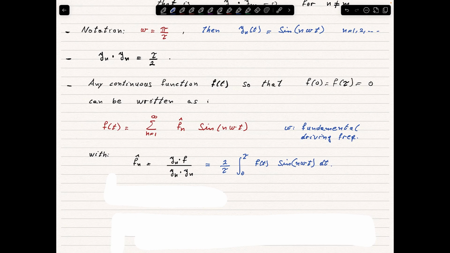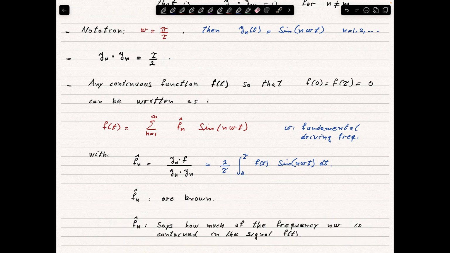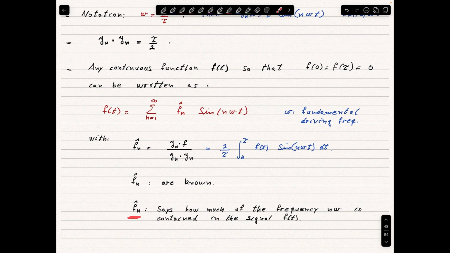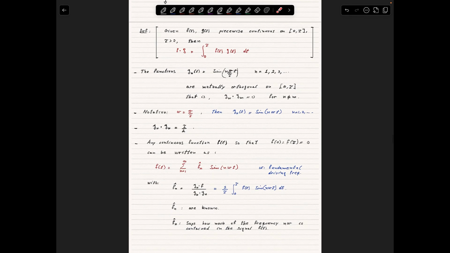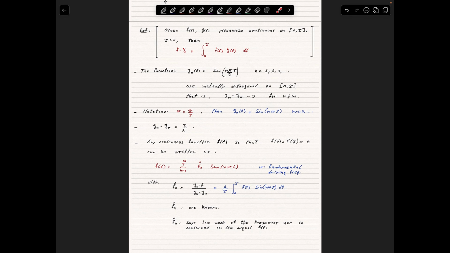So given the force, all these coefficients F_n are known. We can compute them given the force. And this coefficient F_n says how much of the harmonic frequency n omega is contained in the original signal f of t. So now, with these definitions and notations, we are ready to solve the problem we are interested in.